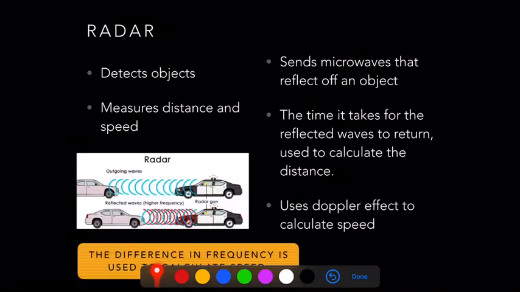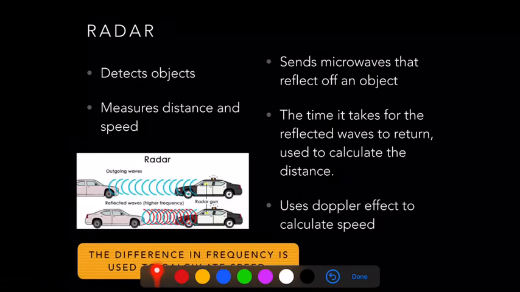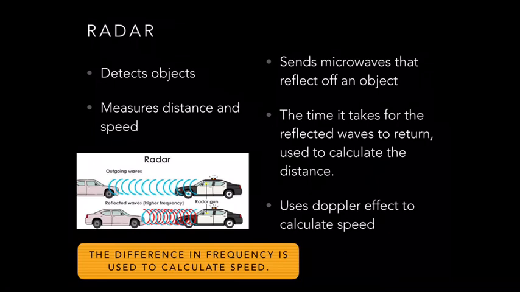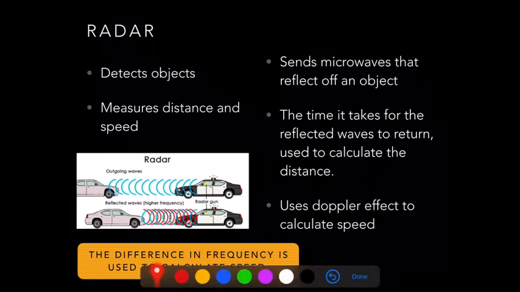Do you remember we saw the Doppler effect last week? So this is what happens. The person is right here, the police officer. They send the waves, and from the time that they come back, they would have your speed. So the difference in the frequency is used to calculate the speed.